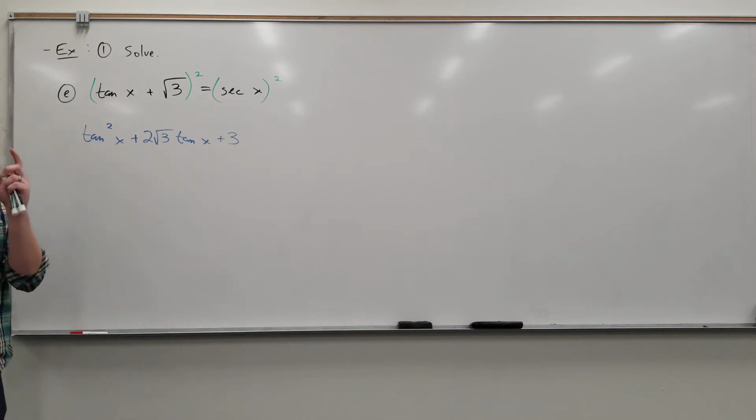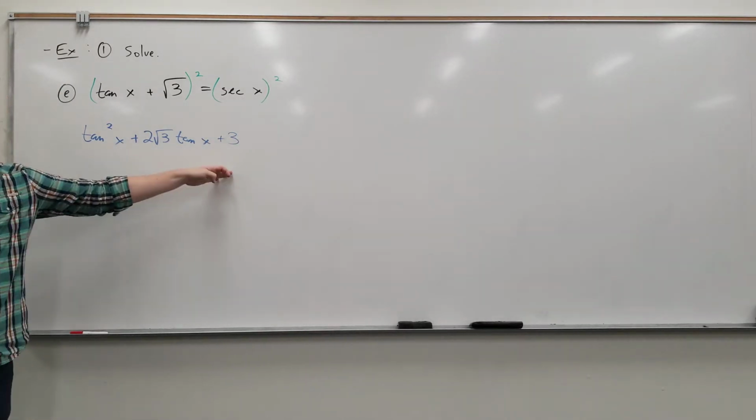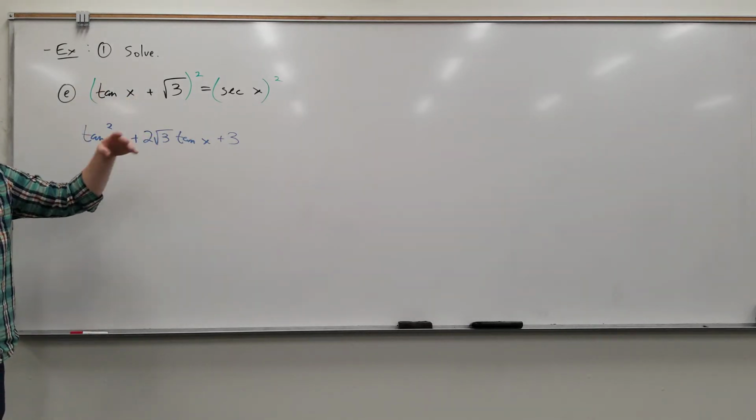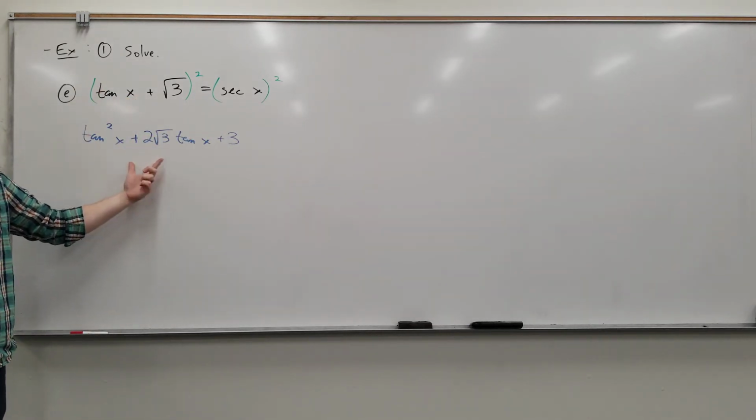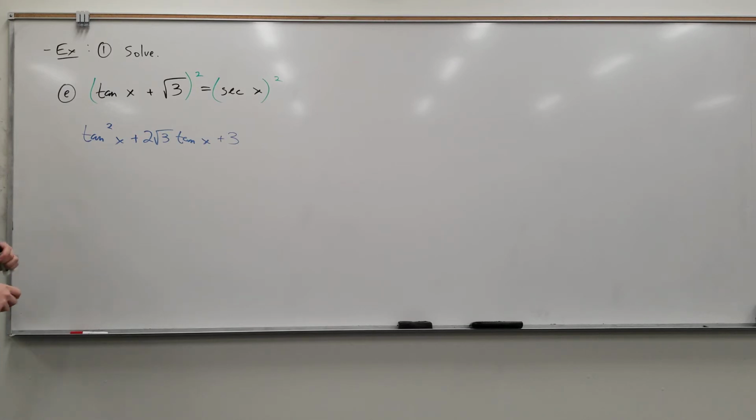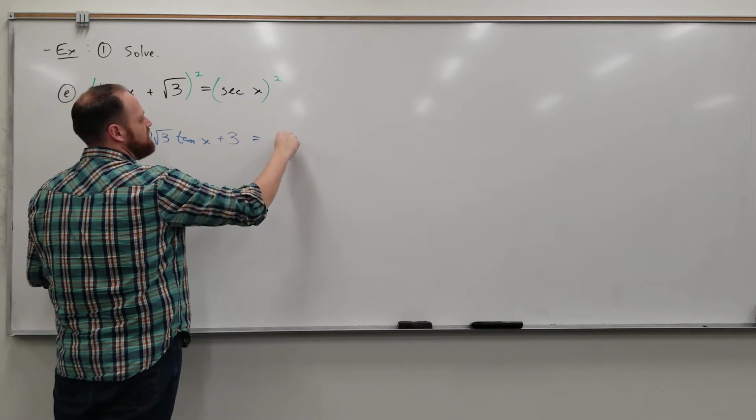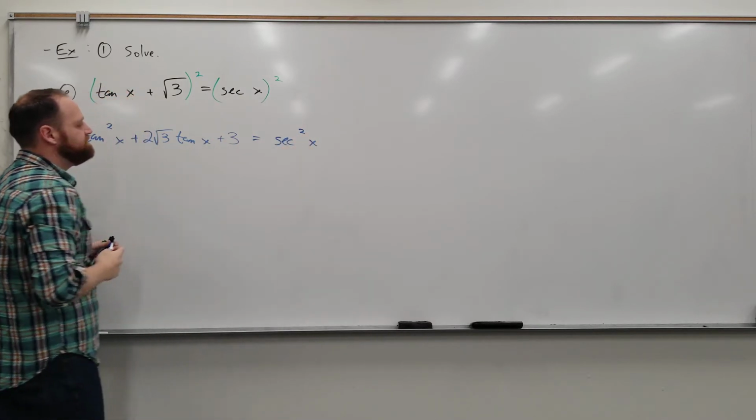Now the good news is you can pause this. If you're like, what? How? Pause it. Write this out twice, FOIL it, simplify. You should end up here. But this is the left-hand side after we square. The right-hand side, of course, is just going to be secant squared x.